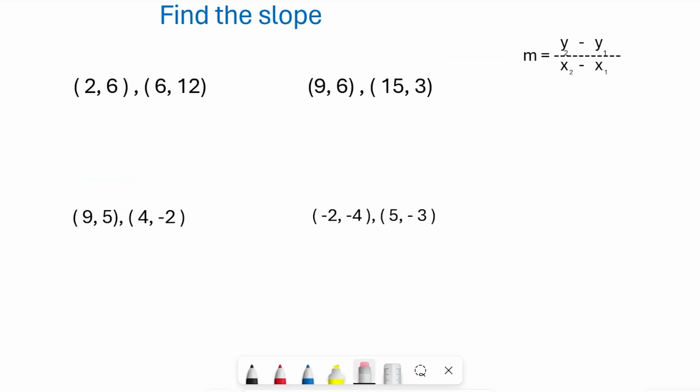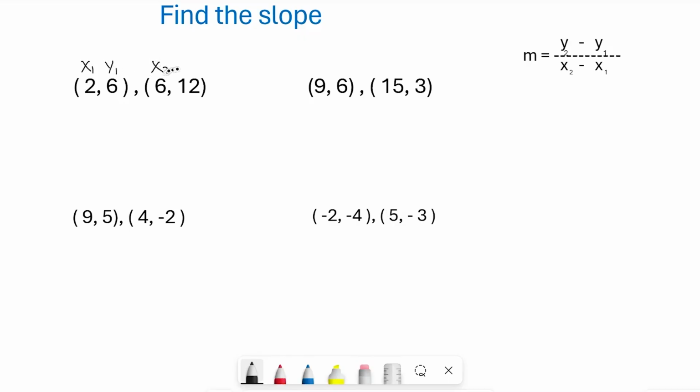We're going to find the slope using 2 points. And we're going to use this formula, which is the formula for the slope. So what I'm going to do is start by labeling the first point. So this is the first point. So let me start by labeling this. And this is the second point.